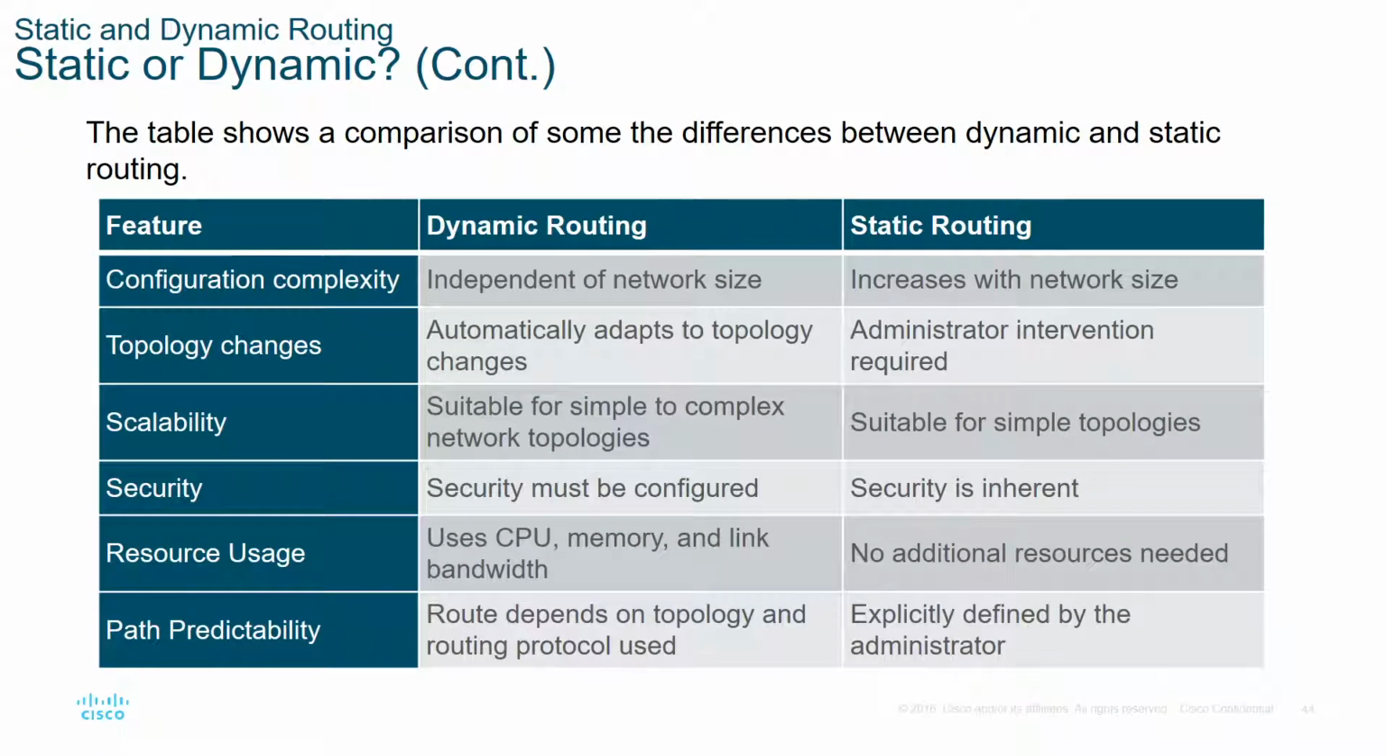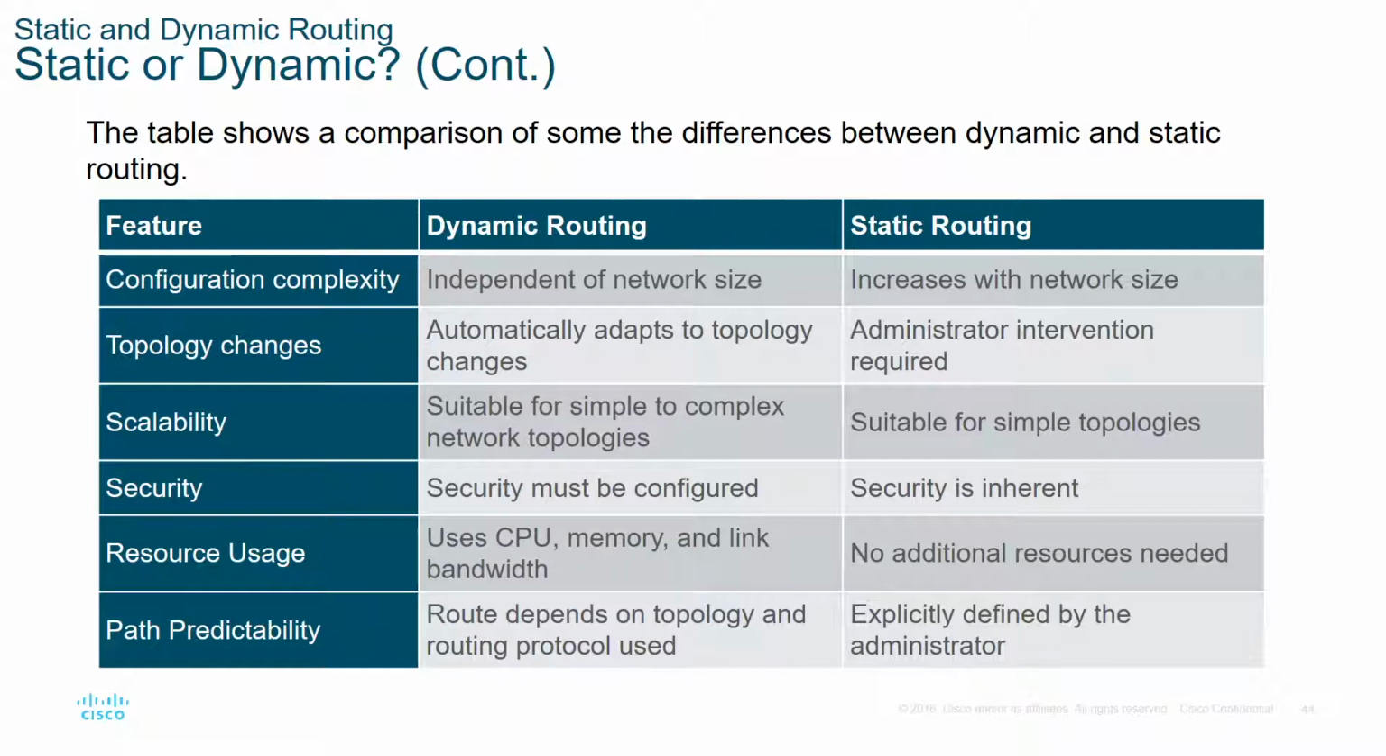The table shown here below is a comparison of some of the differences between dynamic and static routing. So, feature by feature, the configuration complexity. In dynamic routing, independent of the network size. In static routing, it increases with the network size. So the more complex configurations are required, the more the network grows in static routing. In dynamic routing, it really makes no difference.